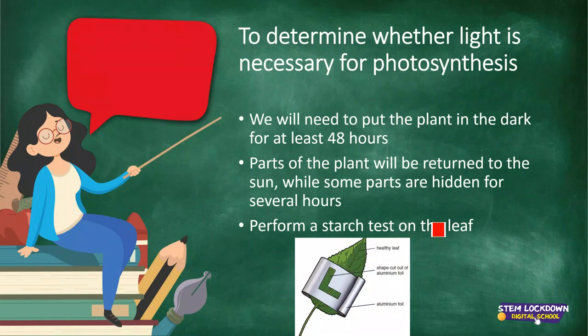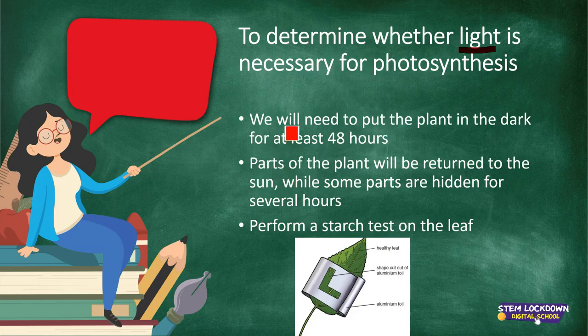So here is one of the first tests that we have. The first one is to determine whether light is necessary for photosynthesis. This is a type of test, or experiment, that can be carried out to determine whether light, the key word here is light, is necessary for photosynthesis. Remember that we said that light is necessary. So here we're testing whether or not the statement is true or false.